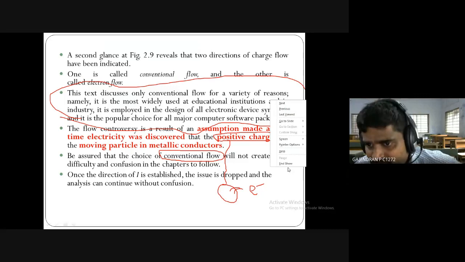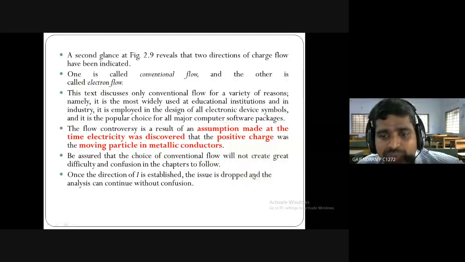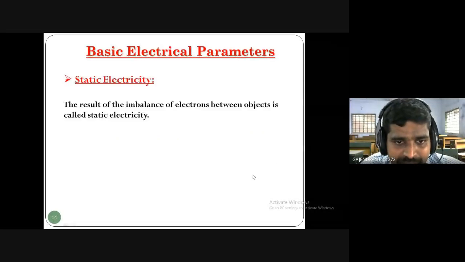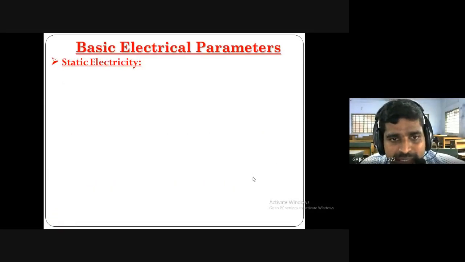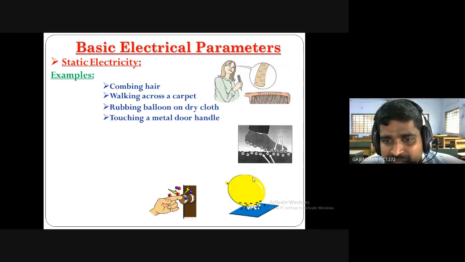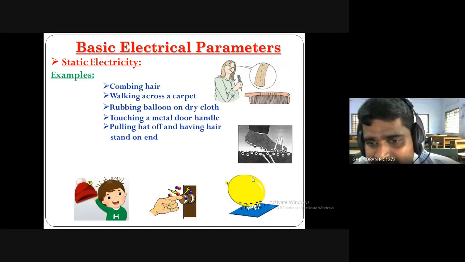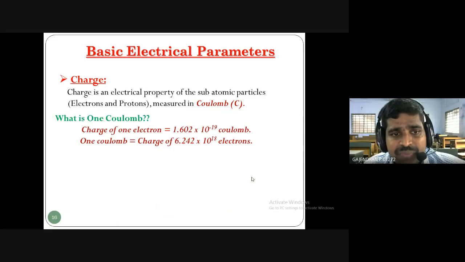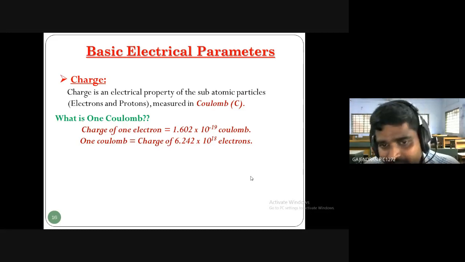No issue if you are not getting 100% clarity. Whenever you get the book, read the whole content. Then static electricity, these are all the few things. Whenever we are doing this action, we are getting the static electricity. Then charge, we read quantities, different quantities and their symbols, units and their symbols.